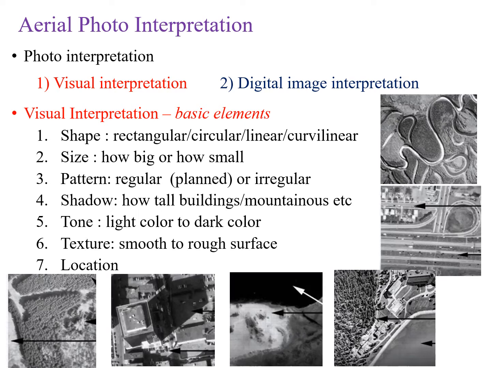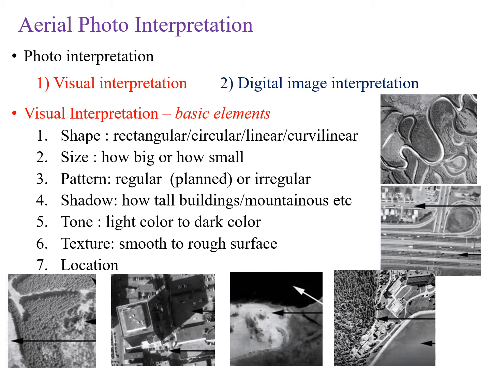Now in visual interpretation, there are different basic elements. The first one is the shape. Here we, from the photographs, try to identify the objects based on the different elements. So you can see shape, size, pattern, shadow, tone, texture, and the location.